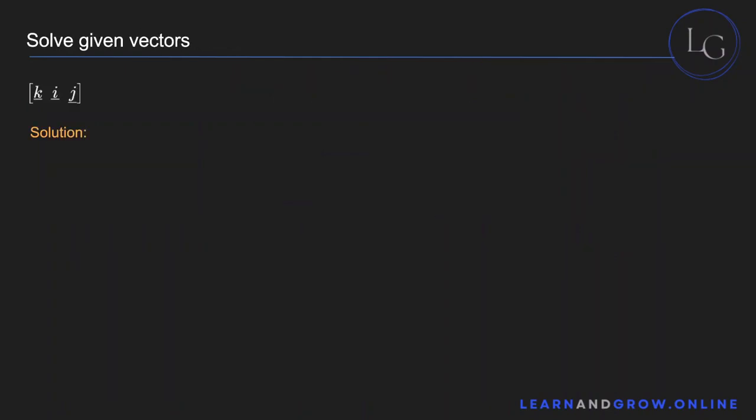Now let's solve an example. Let's say we have k, i, and j, and we need to find the scalar triple product of k, i, and j. So k, i, and j is given to you as this vector here. Now remember how you solved cross products of two vectors.